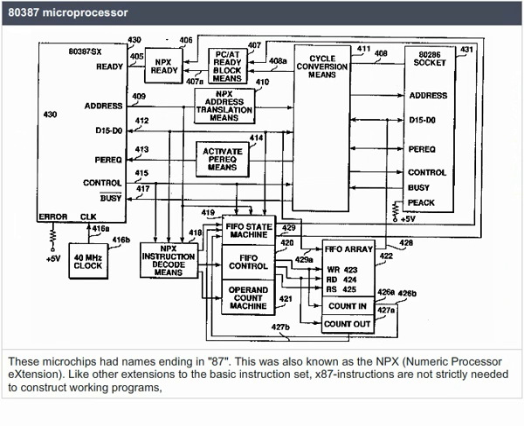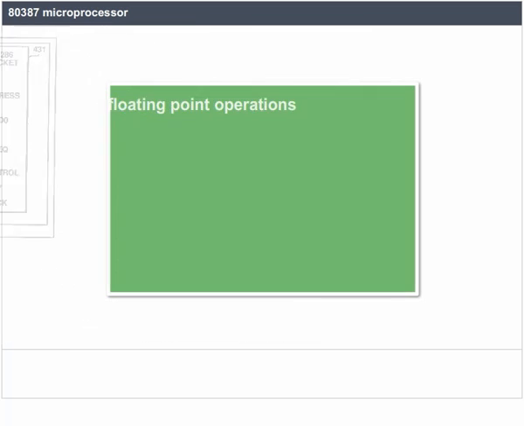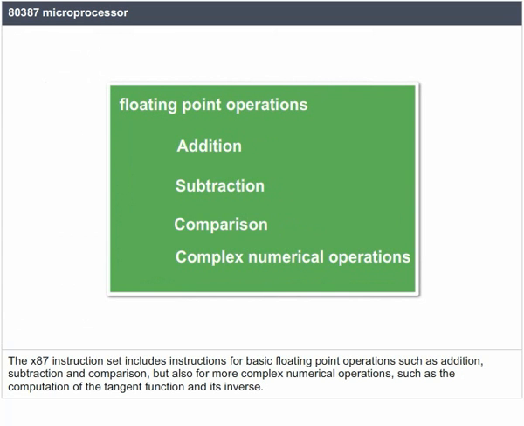Like other extensions to the basic instruction set, x87 instructions are not strictly needed to construct working programs, but provide hardware and microcode implementations of common numerical tasks, allowing these tasks to be performed much faster than corresponding machine code routines. Floating point operations: addition, subtraction, comparison, complex numerical operations. The x87 instruction set includes instructions for basic floating point operations such as addition, subtraction, and comparison, but also for more complex numerical operations such as the computation of the tangent function and its inverse.